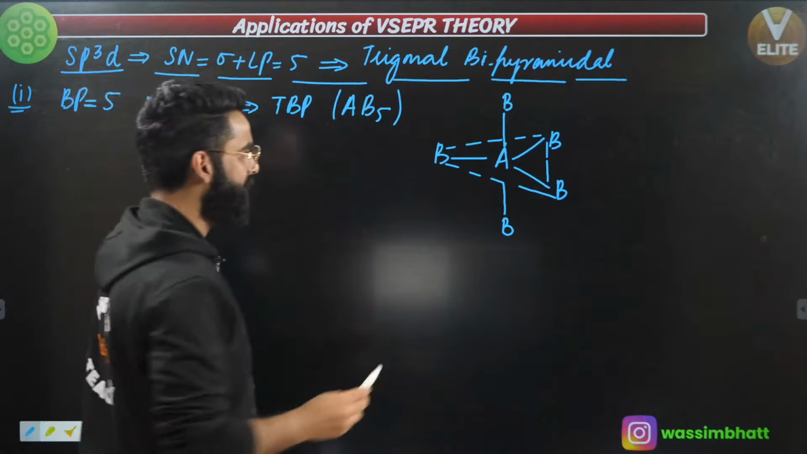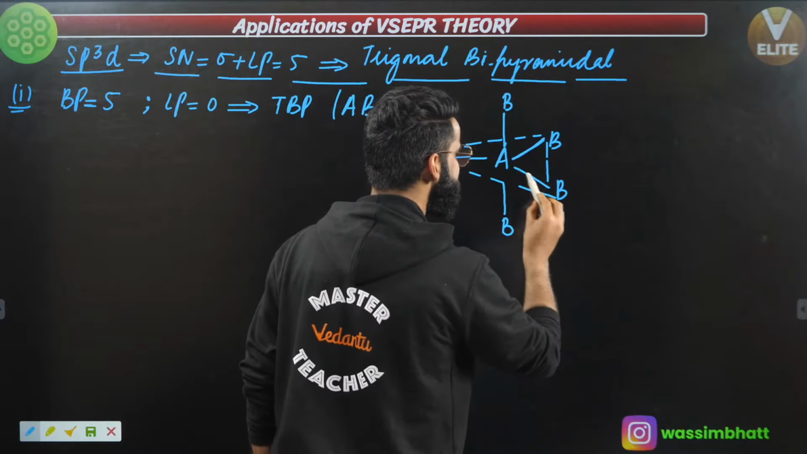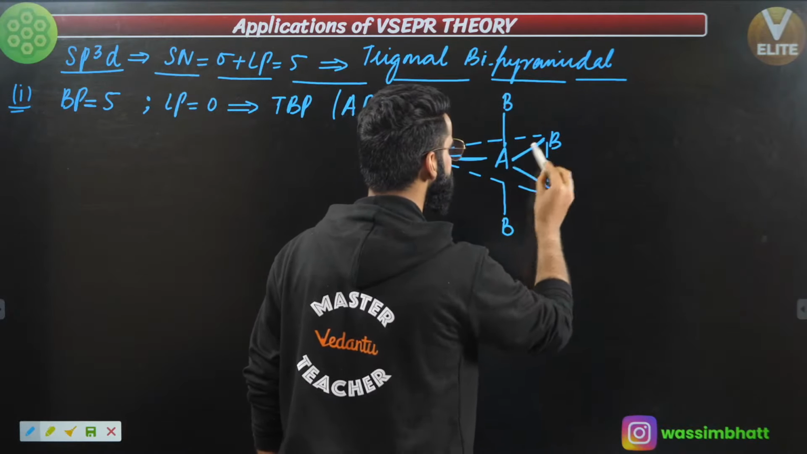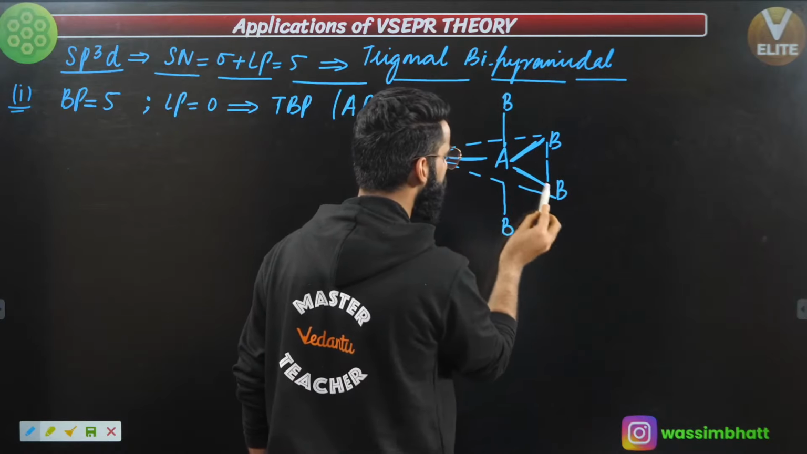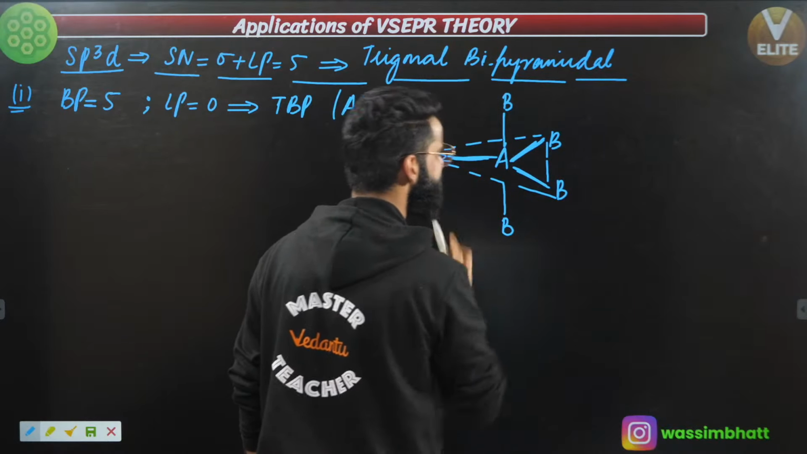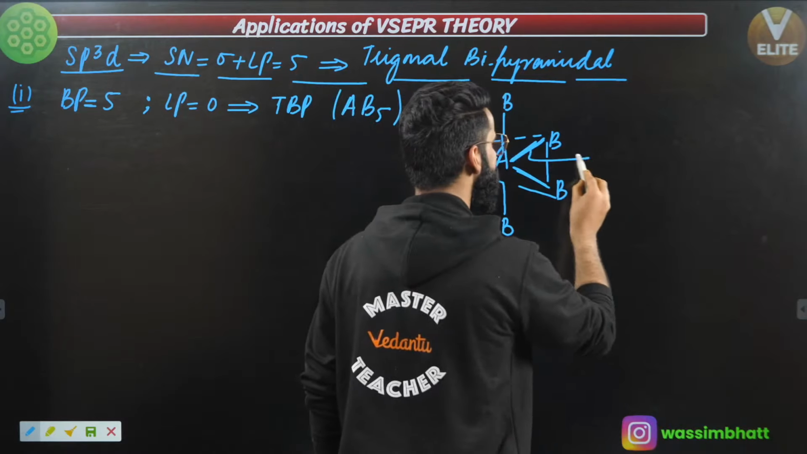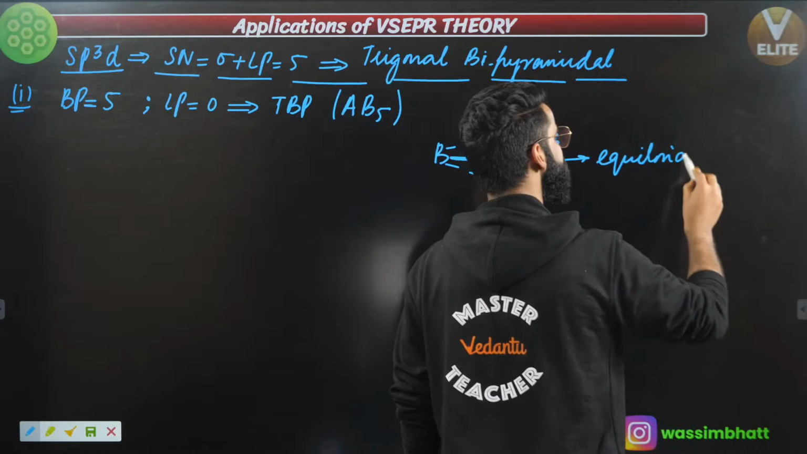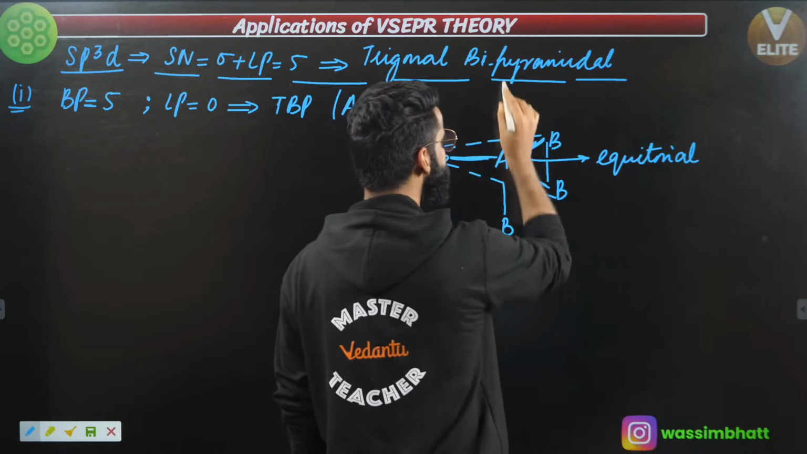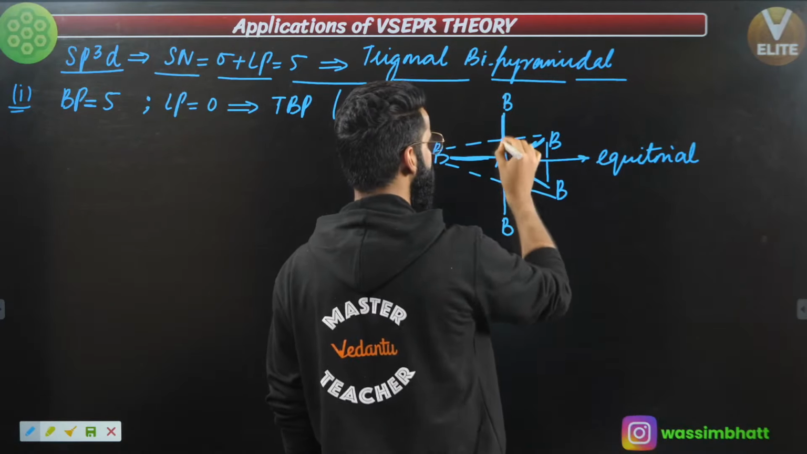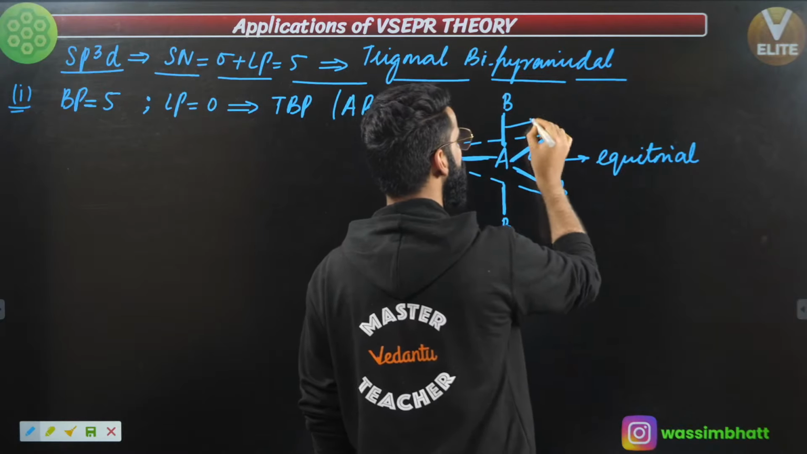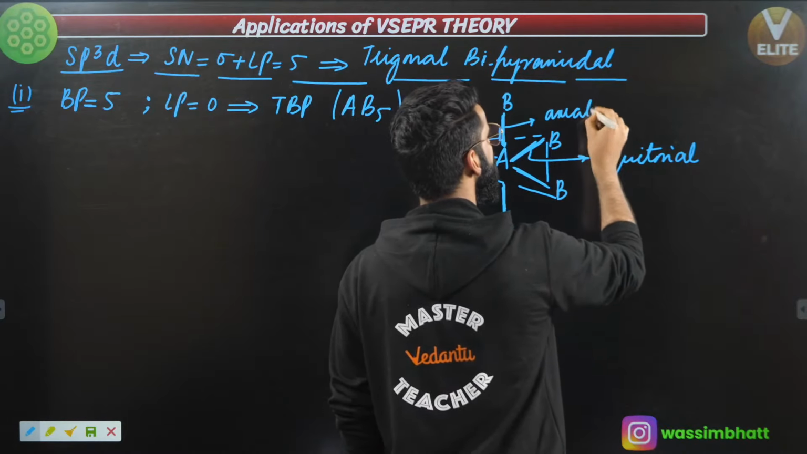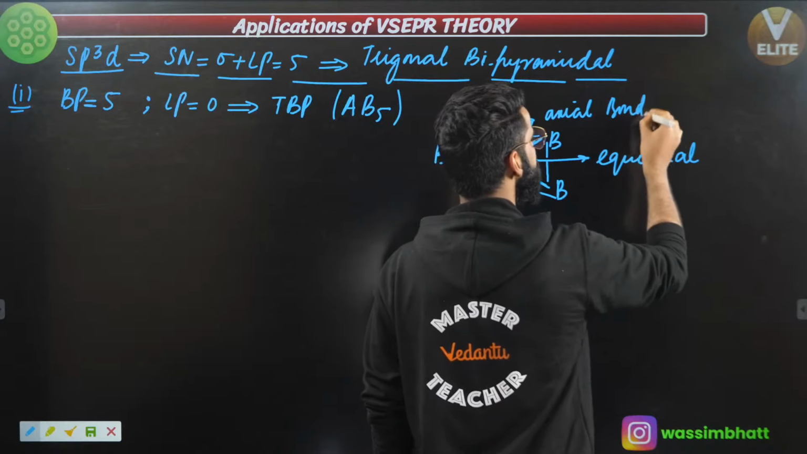Remember guys, these bonds which are present in the same plane, these are present in the same plane. We call these bonds equatorial bonds, and these bonds which are perpendicular to them, these are what we call axial bonds.